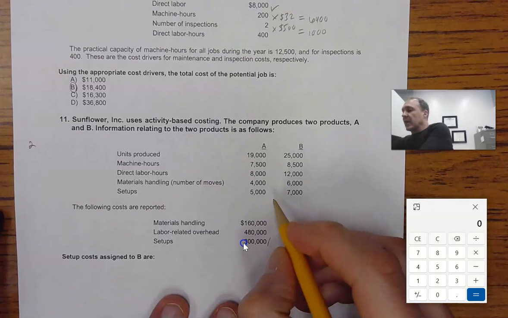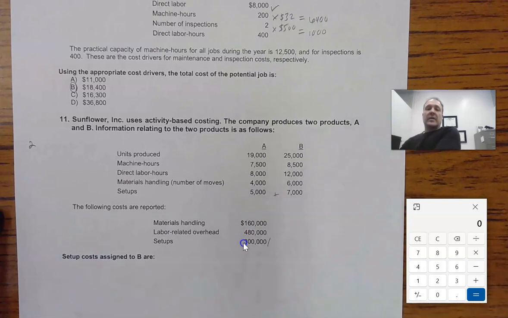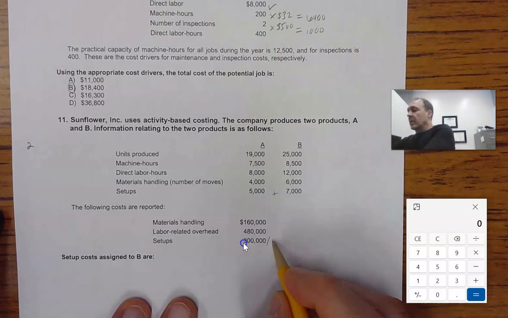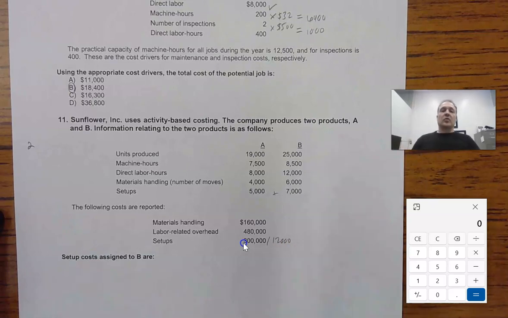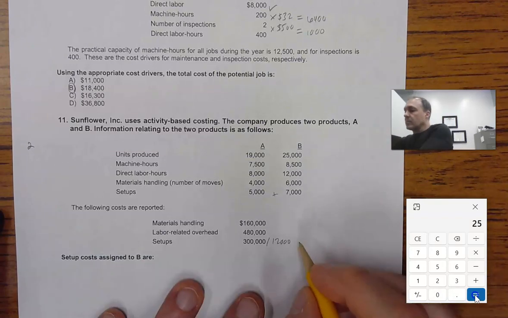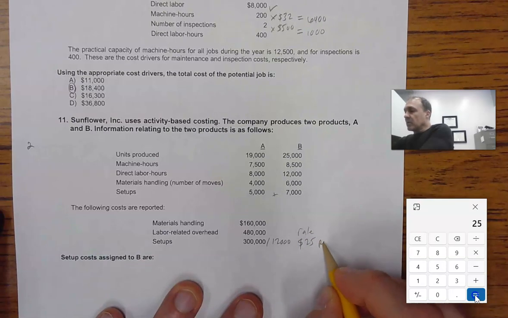So let's add those together. That's 12,000. I'll total it right here. How about that? So we've got $300,000 anticipated for setups for the year. What's driving that $300,000? 12,000 setups. So we just come over here. 300,000 divided by 12,000 equals $25, and this is our rate. Rate is $25 per setup.